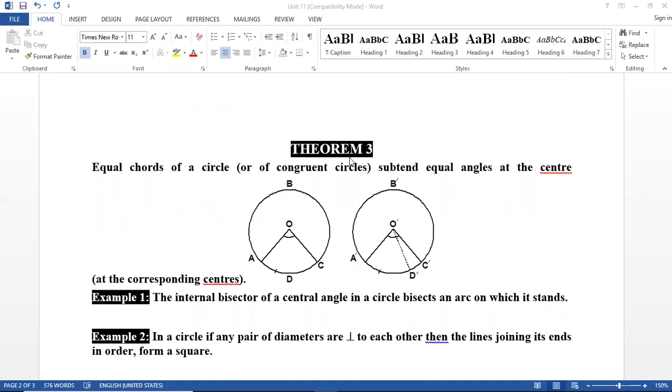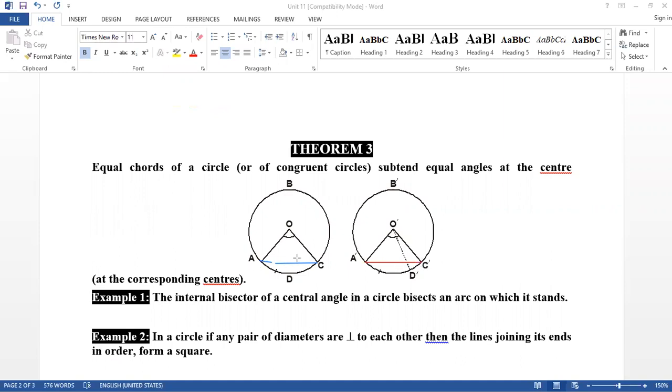According to the third theorem, if we have two circles and each chord of a circle subtends equal angle at the center, that if we have equal chords, like if you just observe, A to C is a chord, and we have another chord, A dash and C dash is another chord.